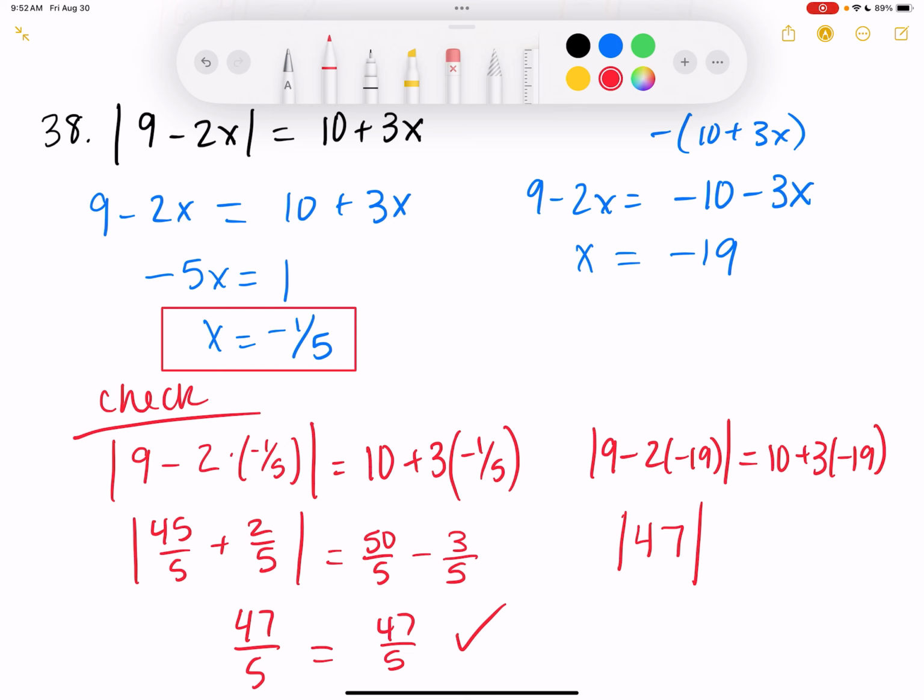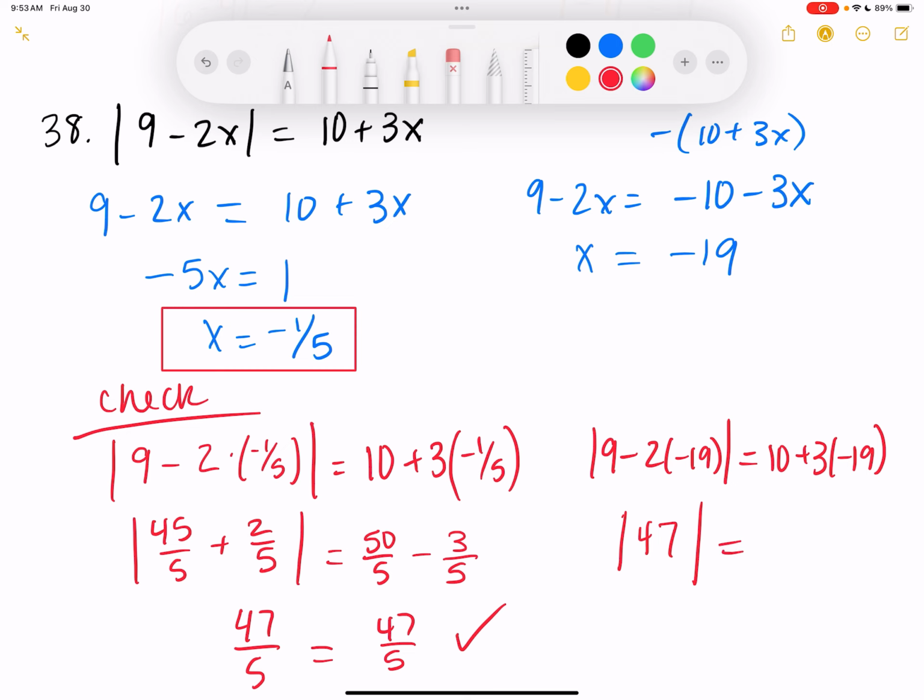2 times 19, 9 minus that number. Shouldn't it be negative? Wait, no, I'm just adding. I don't think it's 47, but I haven't actually done the math. But 2 times 19 isn't that much. 2 times 19 is 38. 38 plus 9 is 47. I did it in my head, so I was a bit afraid. Wait a minute.